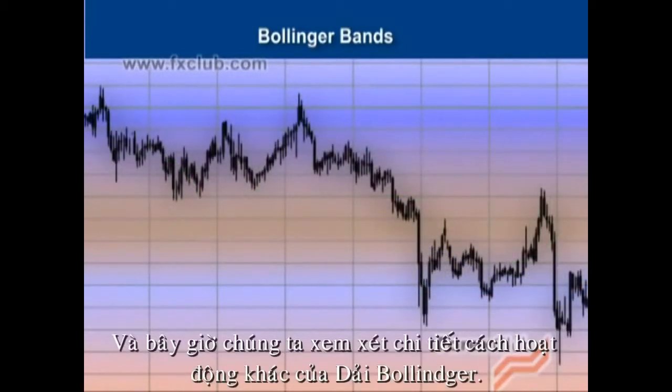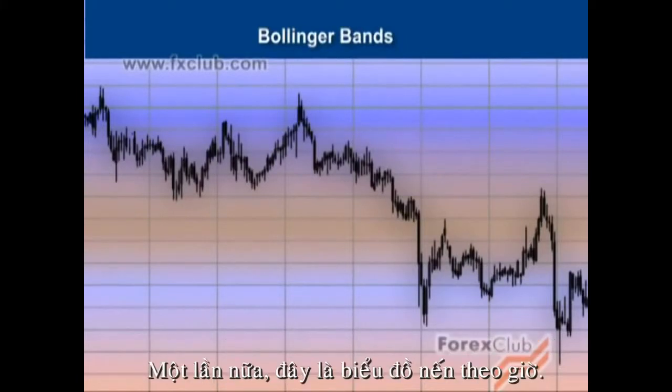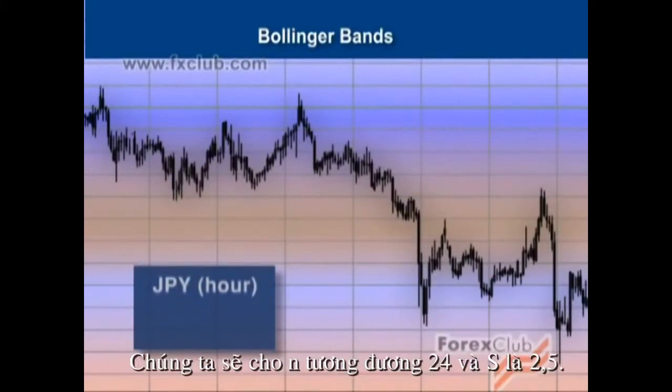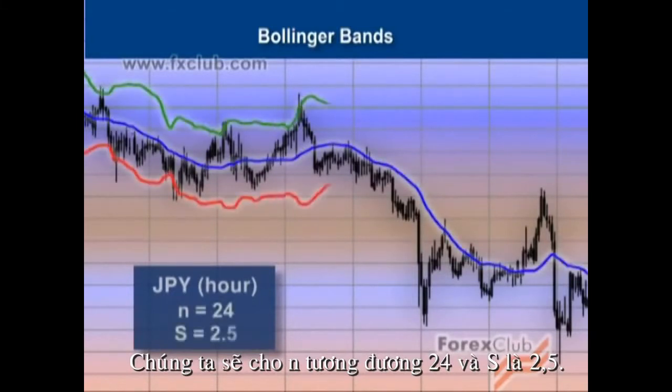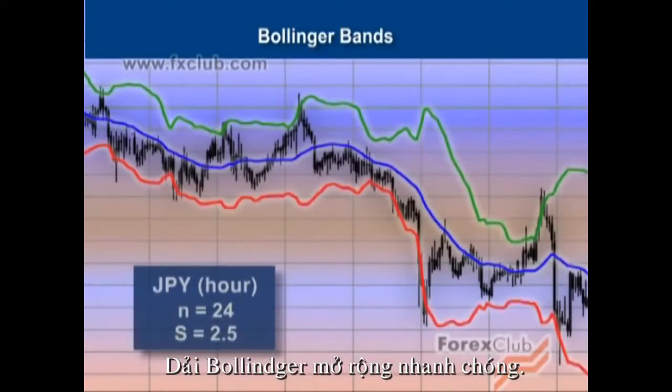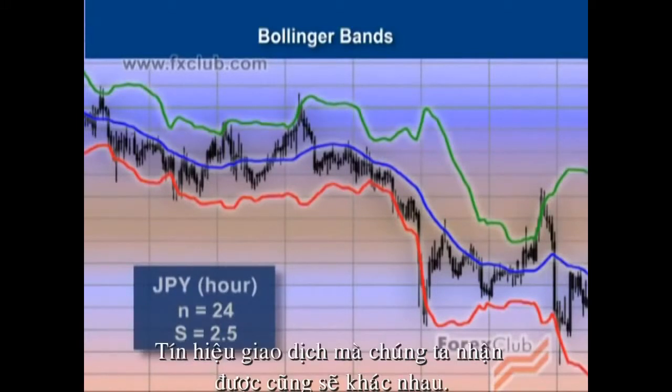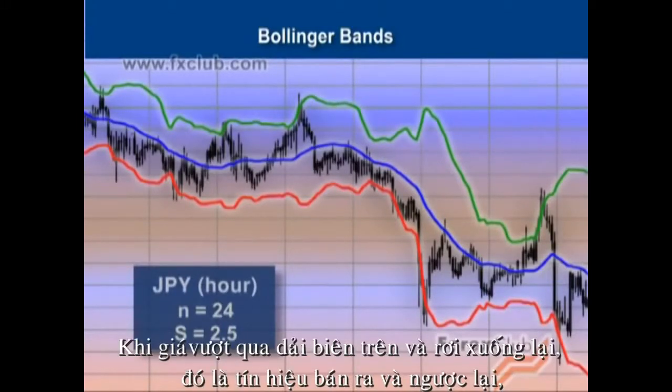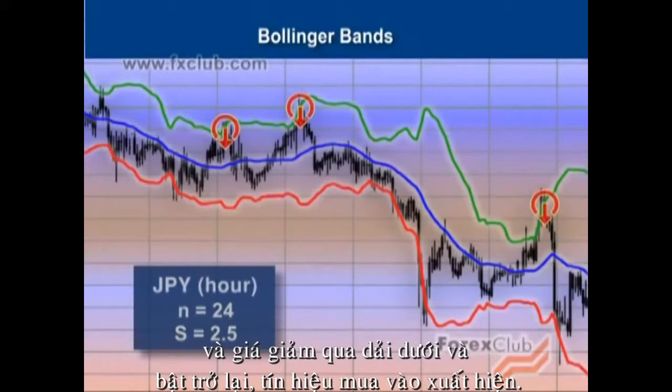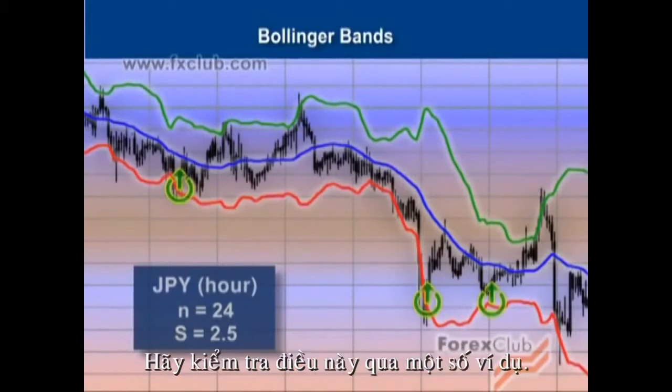And now let's examine the other working approach for Bollinger Bands. Here are our hourly candlesticks once again. We'll make n equal to 24 and S is at 2.5. The Bollinger range has widened sharply. Our trading signals will also be different. When the price makes an upper line breakout and then drops down again, it's a sell signal. And vice versa. When the price breaks the lower line and comes back into the Bollinger Range, a buy signal occurs. Let's check through a few examples.